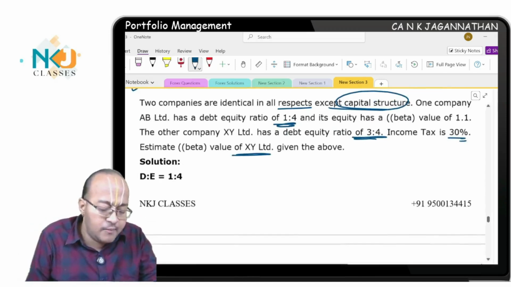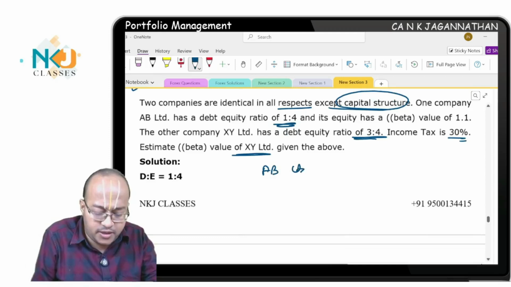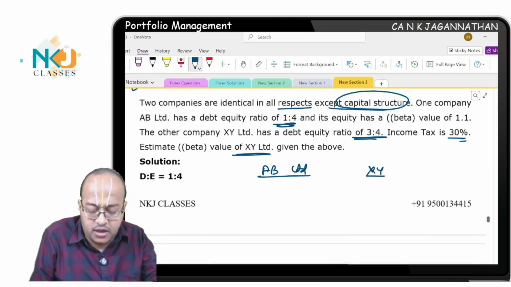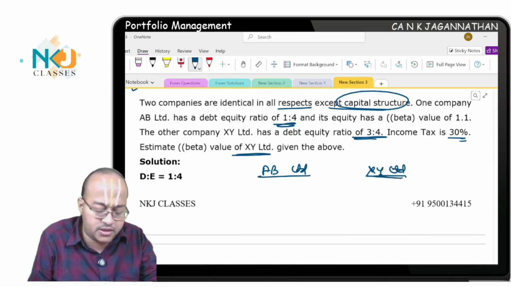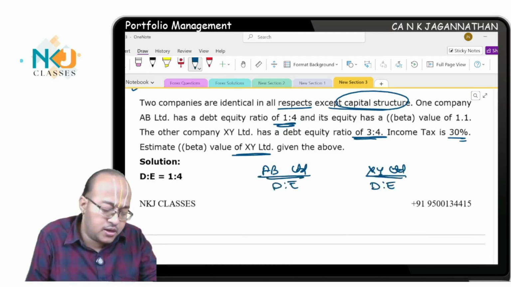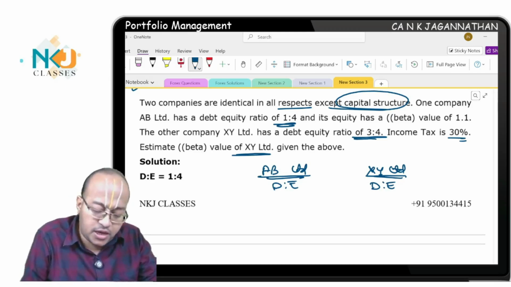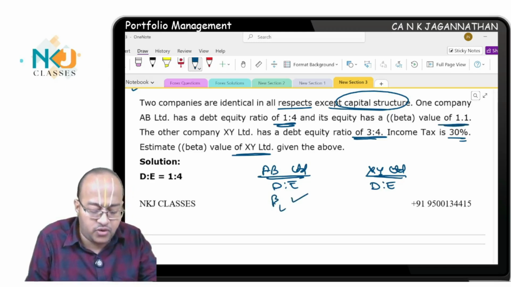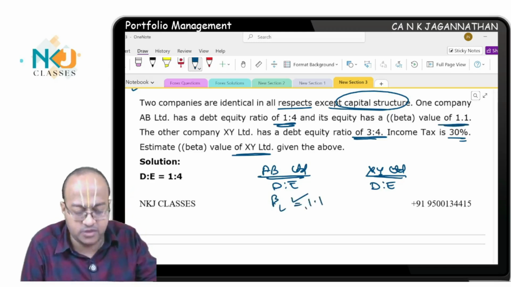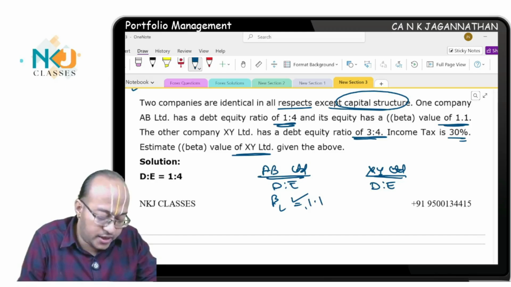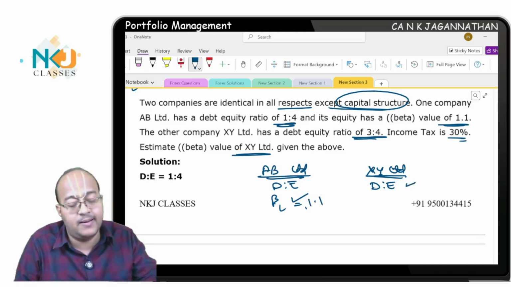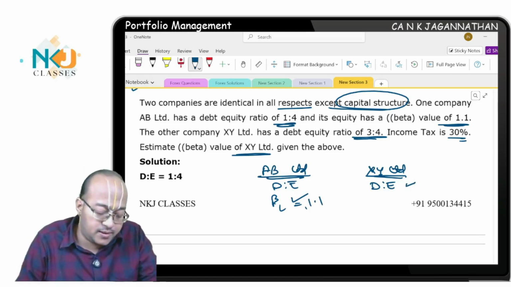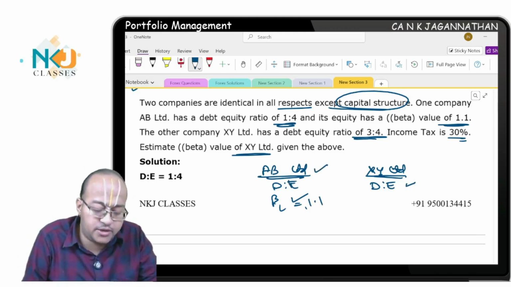Very simple. Two companies are there, AB Limited and XY Limited. Are you all understanding? Debt equity ratio is given for both these companies. The equity beta, or beta levered, given for AB Limited is 1.1. For computing XY Limited, we have been given the debt equity ratio and the tax rate. Now the point is, sir, debt equity ratio is given and AB Limited's equity beta is given.